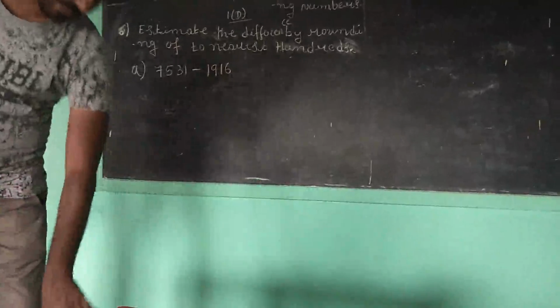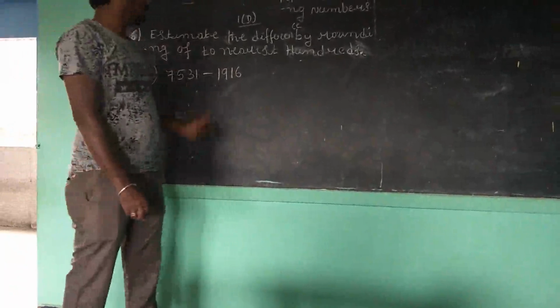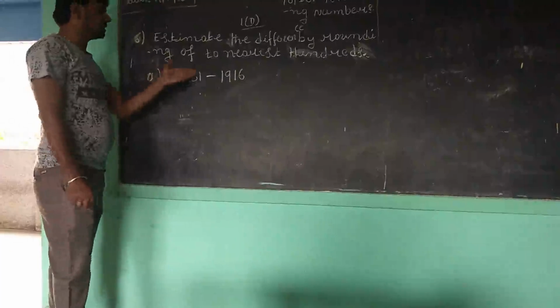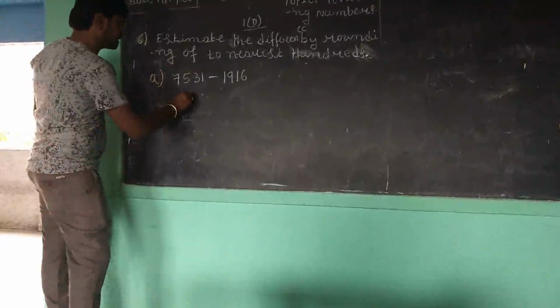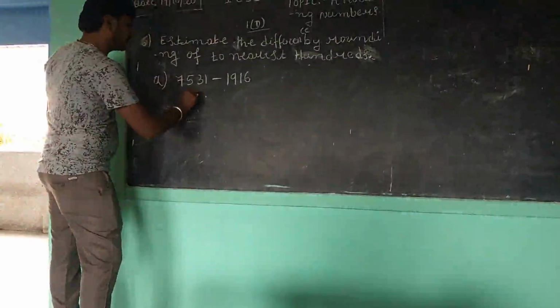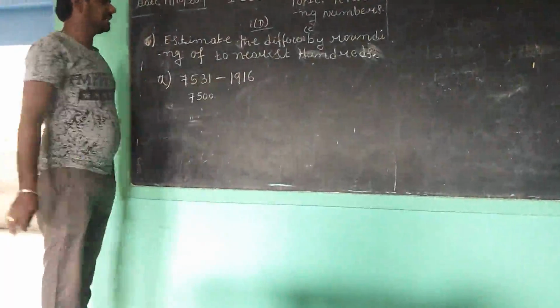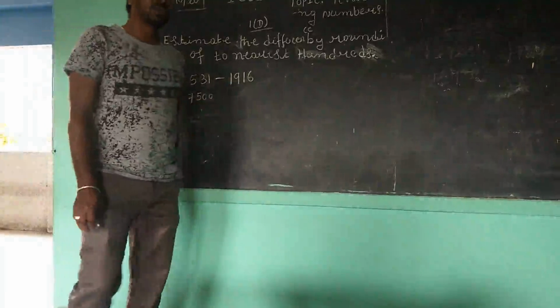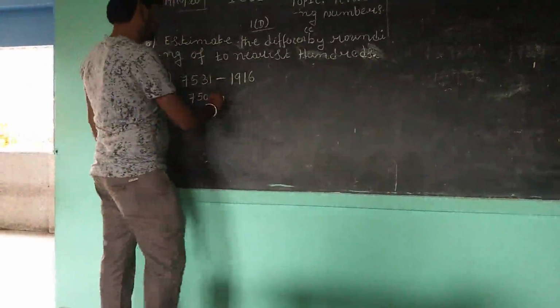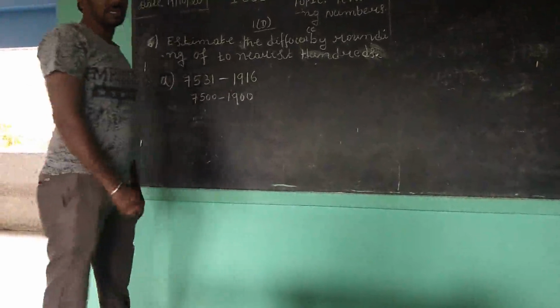You want to take here 7,531. How can we write this one? 7,500 only, because 531 is very near to 500. Here also 1,916. Children, how can we write this one also? Minus 1,900, because 916 is very near to 900.